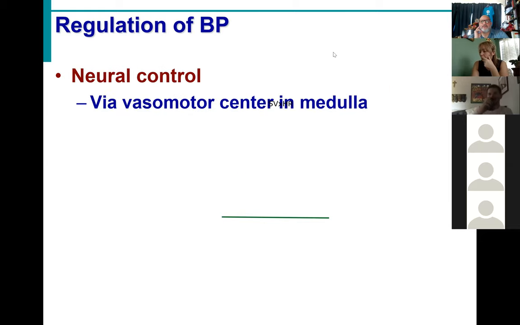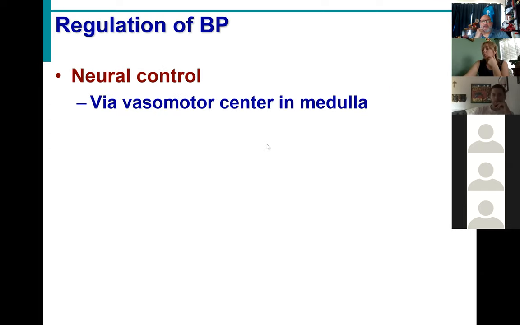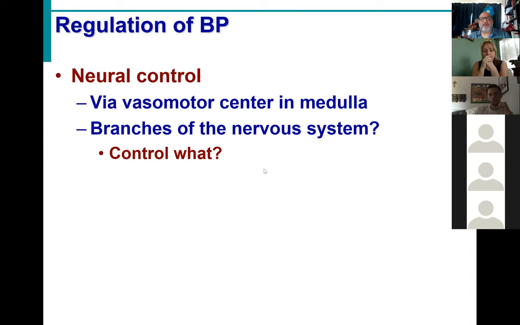All right. So, things that affect our cardiac output, our peripheral resistance, and our blood volume are things that are going to affect our blood pressure. Now, as I mentioned, we want to monitor this constantly, and maintaining blood pressure is a vitally important function. So not surprisingly, it is way down deep in the brainstem, in the medulla oblongata, where we have the nuclei that are responsible for controlling that. And remind me again, what branches of the nervous system are involved in this? The sympathetic. And what else? Parasympathetic.